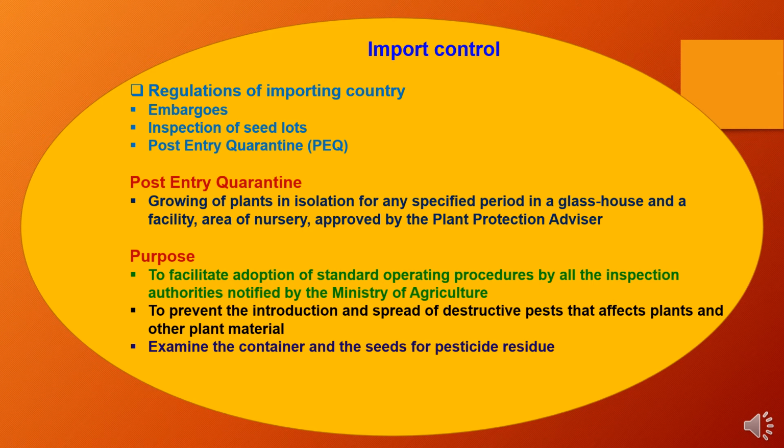The objective of import control is to facilitate adoption of standard operating procedures by all the inspection authorities notified by the Ministry of Agriculture, to prevent the introduction and spread of destructive pests that affect other plant material, and to examine the container and the seeds for pesticide residue.